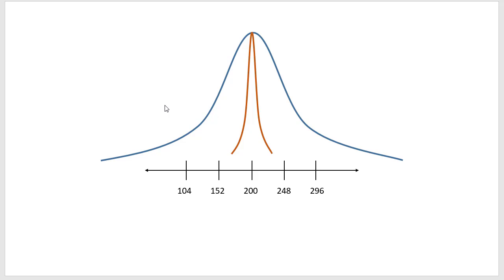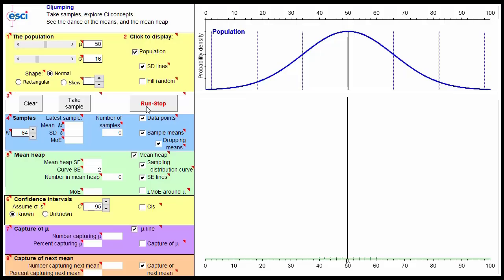I want to run through a demonstration of how the distribution of means is created using a visual representation. In this demonstration, we are going to take a look at how to create distributions of means from a physical perspective. We're actually going to see it happen. We have a population that has a mean of 50 and a standard deviation of 16.